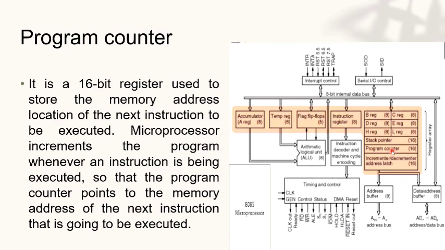So what we are going to store here, it has to perform some logical or any operation, right? After performing something, what it has to do next, that's going to be stored here. The microprocessor increments the program counter whenever an instruction is being executed, so that the program counter points to the memory address of the next instruction that is going to be executed. Okay. So now here the microprocessor is going to increment. Or why is it going to increment? Whenever an instruction is being executed. After completion of the execution, the microprocessor is going to increment the value.